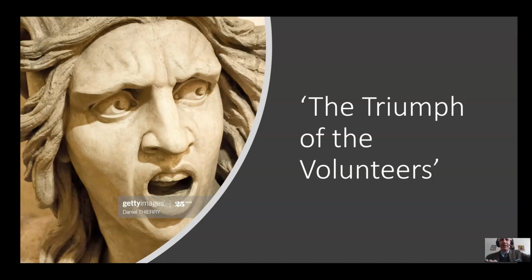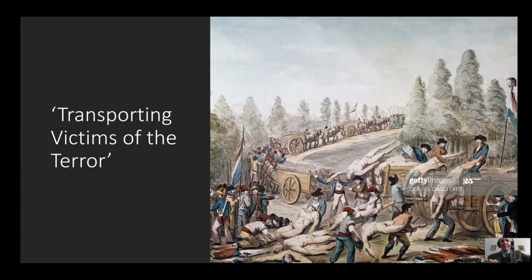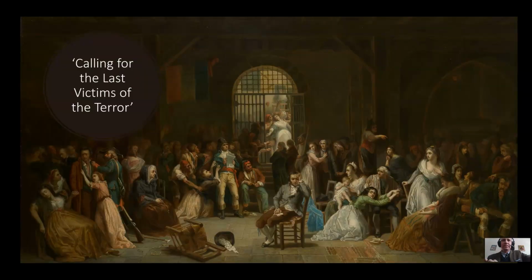I thought the look on the person's face here, I'm supposing it's a young man, really captures part of the spirit of the age. This is another famous image, transporting the victims of the terror. Note the many corpses, and some should be decapitated because they went to the guillotine. The victims of the terror of the French Revolution.